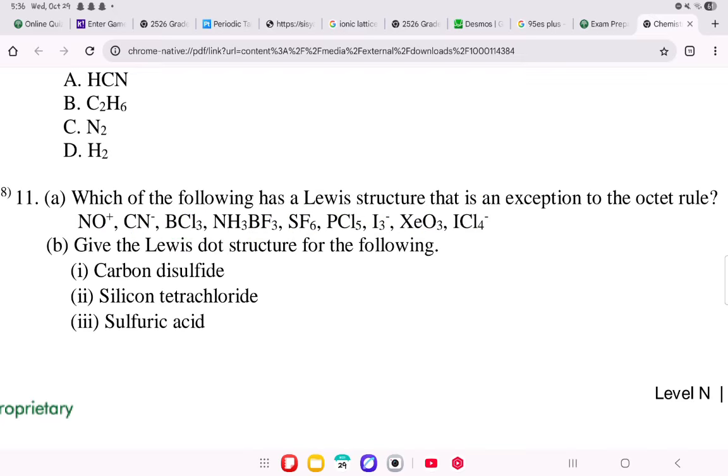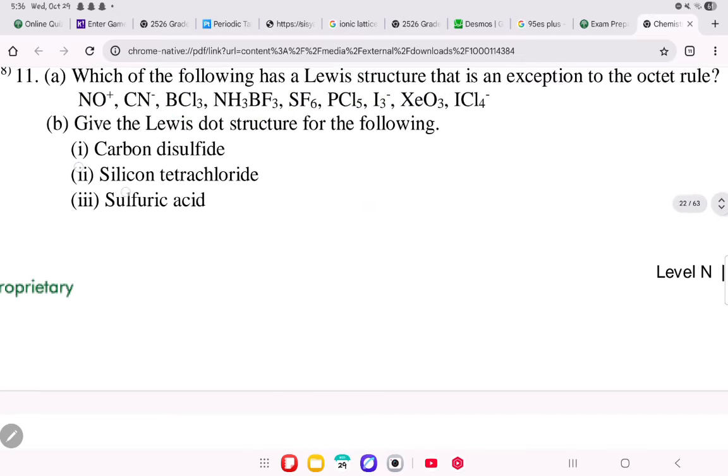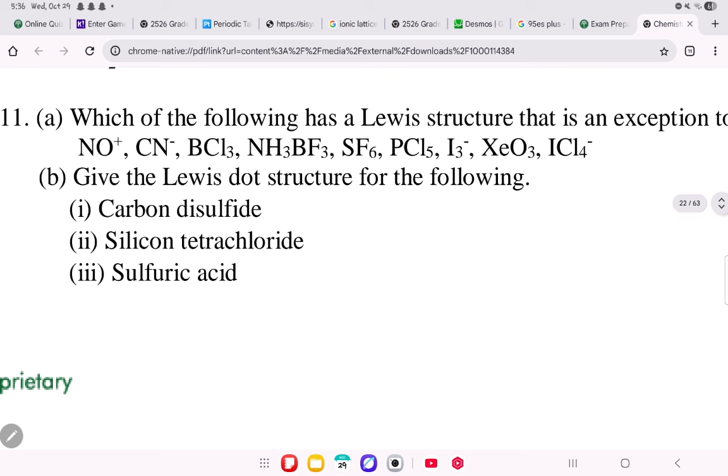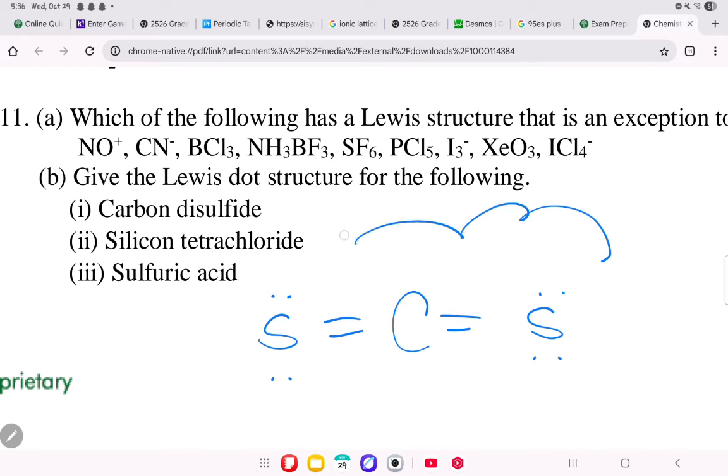Now, part B, give the Lewis dot structure for carbon disulfide. So I'm just gonna draw it really quickly. I'm gonna leave all of the work for you guys. So it's carbon, sulfur here, sulfur here. You will do double bond. And then you have bond here, bond here, bond here, bond here. Okay, so this is what carbon disulfide looks like, okay?